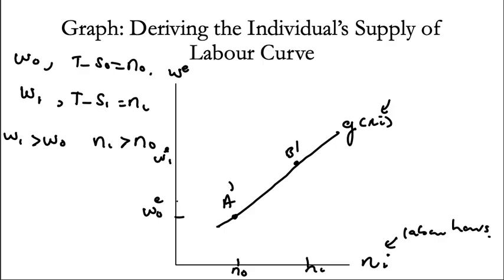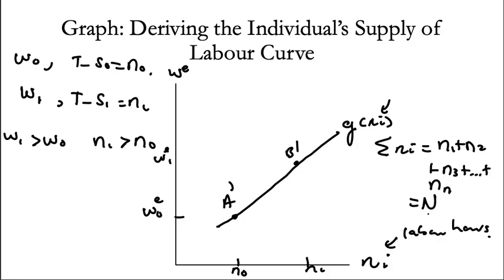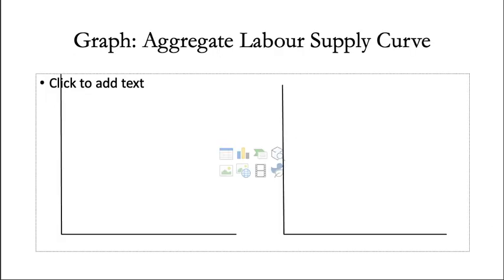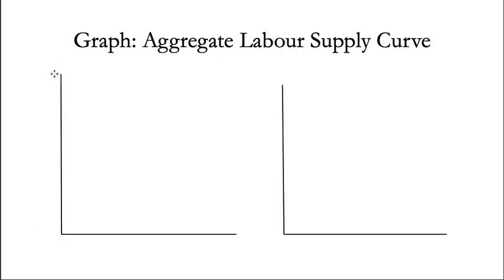Alright, now if you want to have it in the form of aggregate labor supply, how does it look like? This is each individual. If you have all, then you sum of NI equal to N1 plus N2 plus N3 until N, the last N. Then you get total capital N, or labor in the market. Yeah? So here, aggregate level supply.